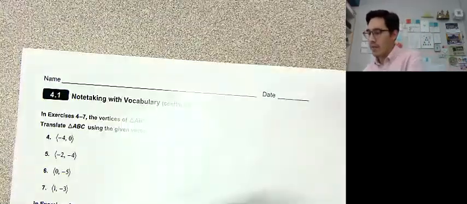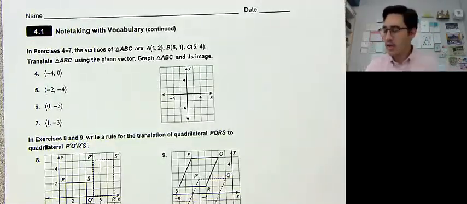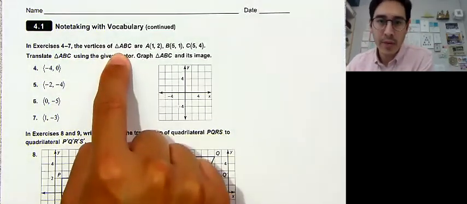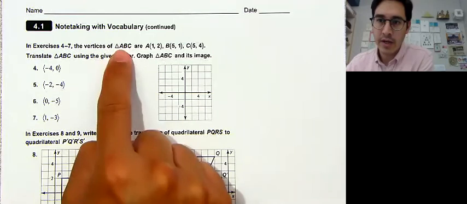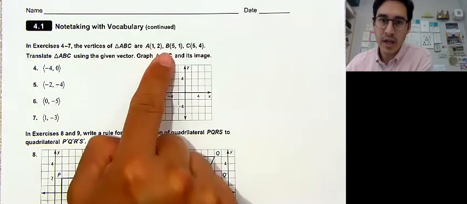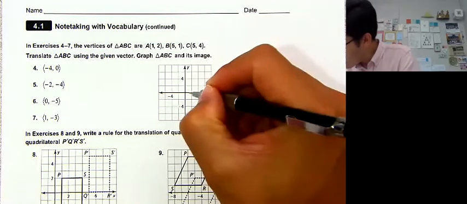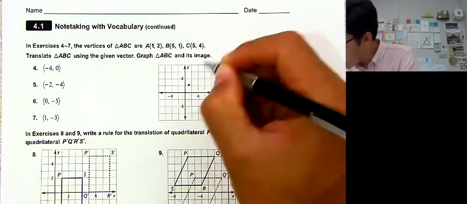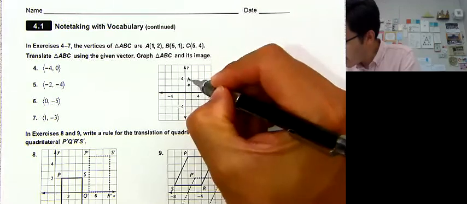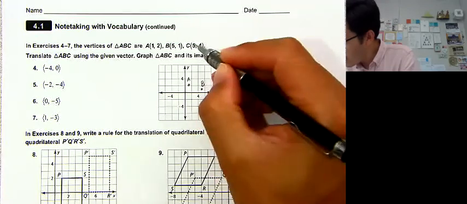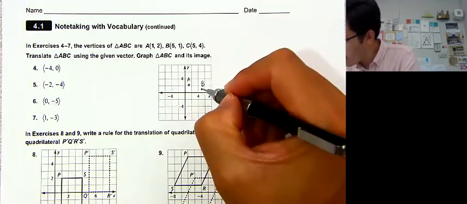All right. Next, let's perform some translations. We're going to start with a pre-image of a triangle. That symbol lets us know it's a triangle, and the points or the vertices of the triangle are going to be labeled ABC, and we have their coordinates here. Point A is at 1, 2. B is at 5, 1. And C is at 5, 4.